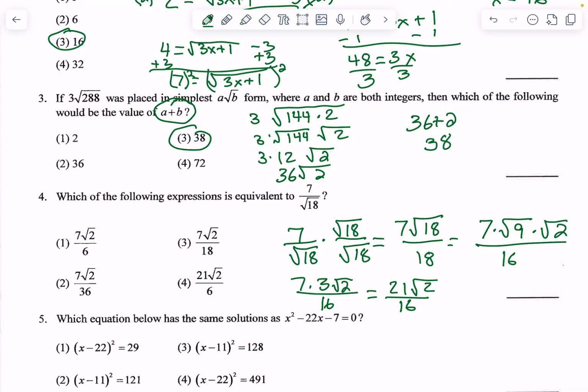Okay, and then we can, oh, I'm sorry, this is over 18. I gotta focus here. Okay, both of these are divisible by 3. So this becomes 7, and this becomes 6. So it's number 1.